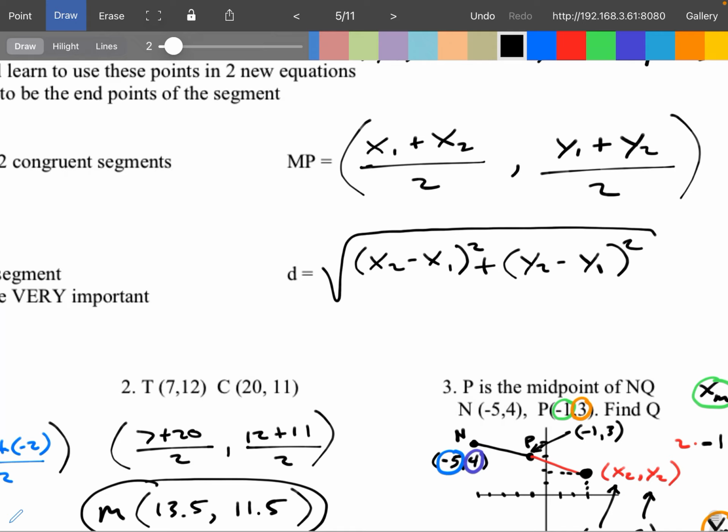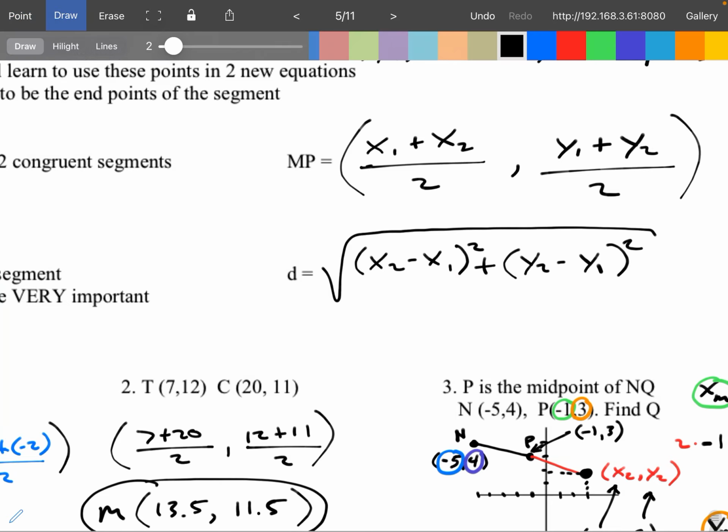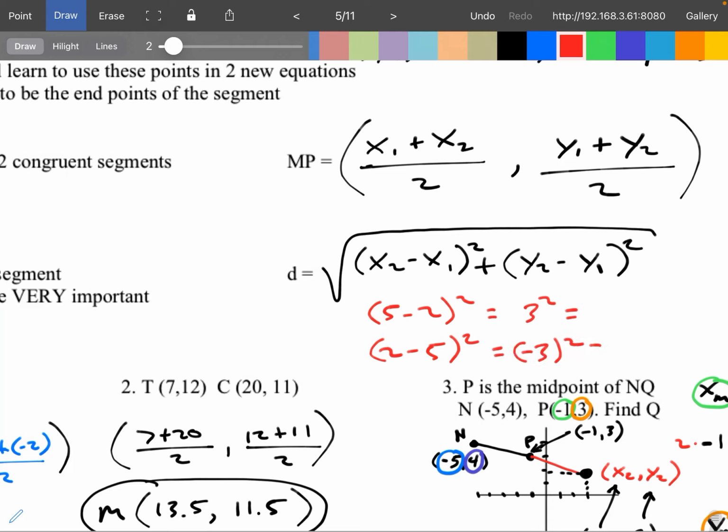Now, guys, when we were doing the slope, the order was important, right? If you did Y2 minus Y1 on top, then you had to do X2 minus X1 on the bottom. Or if you did Y1 minus Y2 on the top, then you had to do X1 minus X2 on the bottom. So you had to be consistent with the order. But on this one, the order doesn't matter because, if I was subtracting these X values, let's just make something up. If I was doing 5 minus 2 squared, isn't that the same thing as 2 minus 5 squared? Yeah, because it'll be positive.